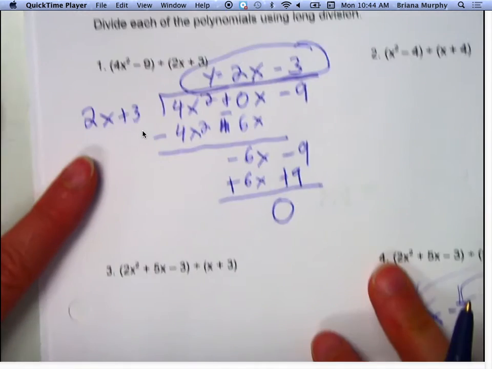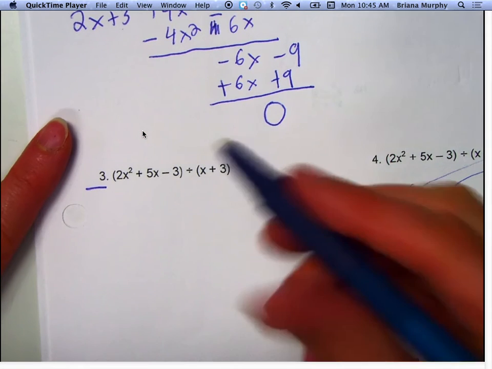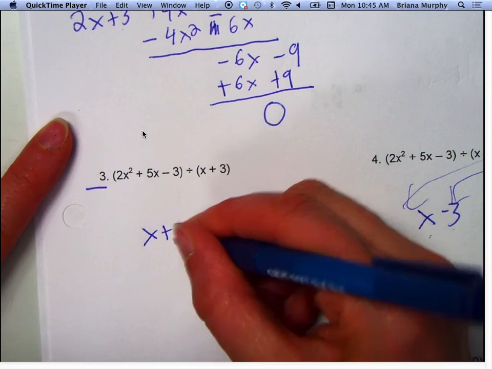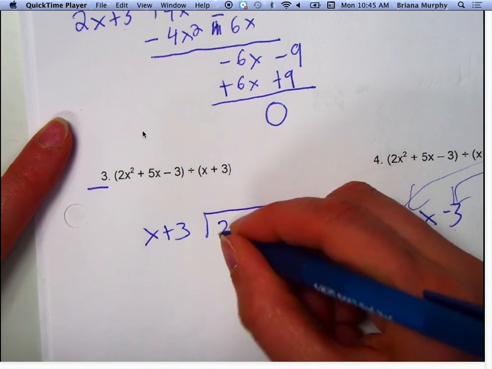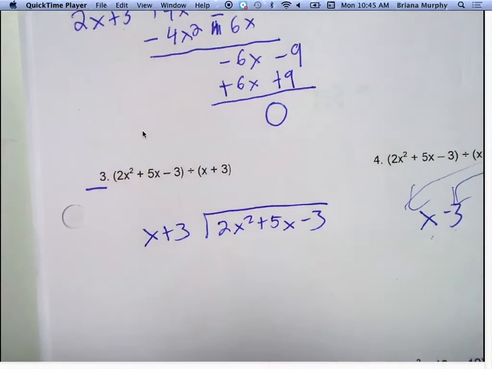I want you guys to try number 3 on your own. Let's set it up: x plus 3 into 2x squared plus 5x minus 3. You're going to try that on your own.